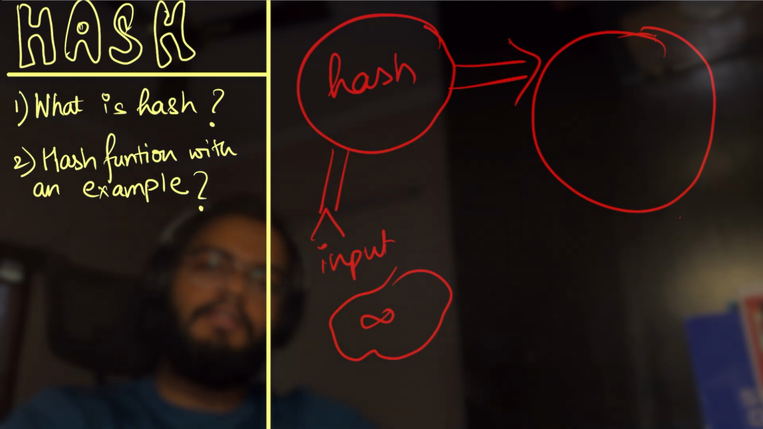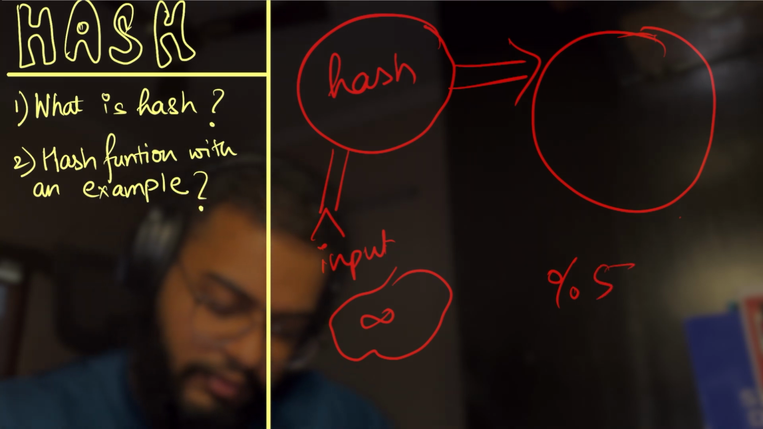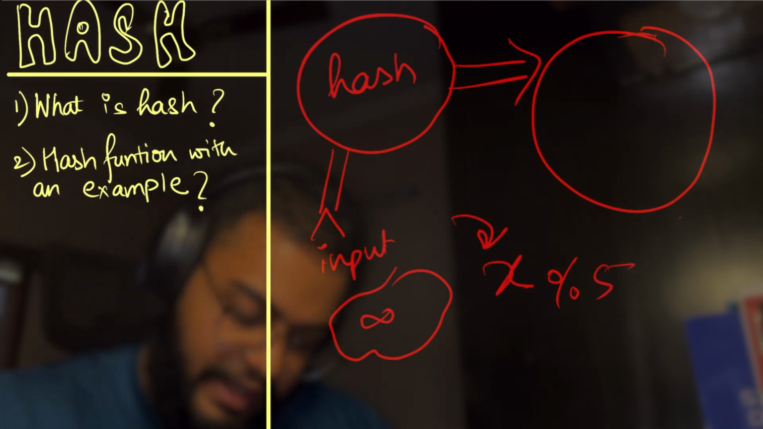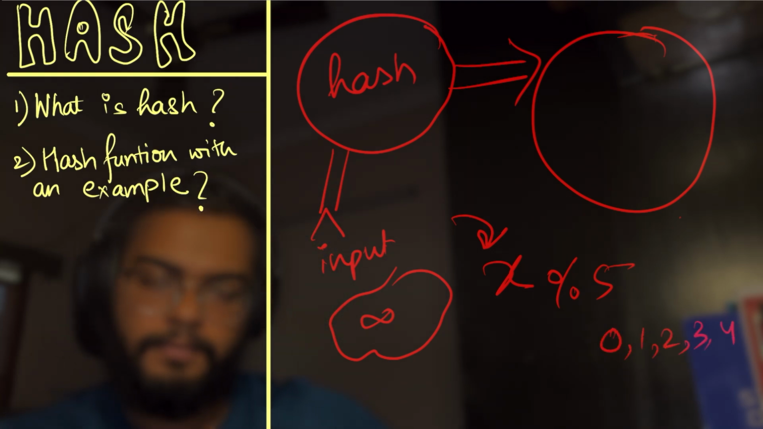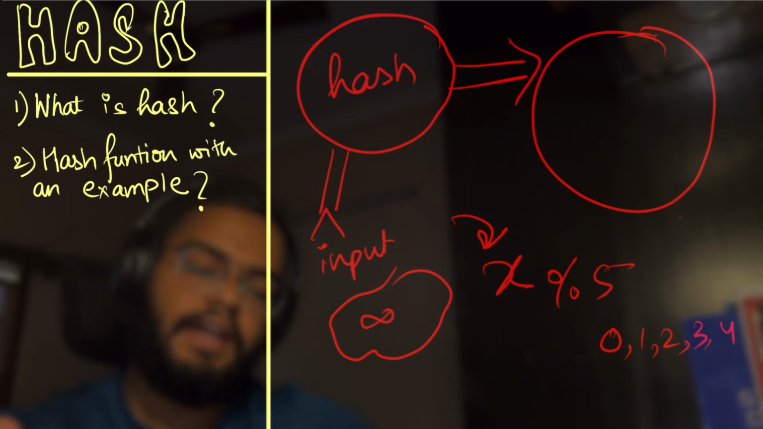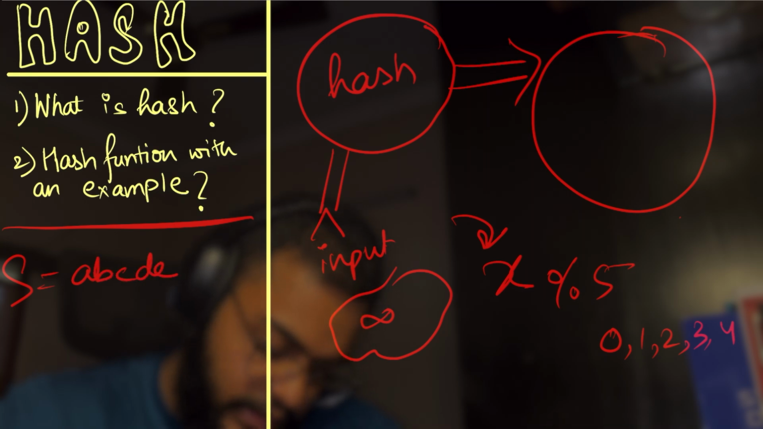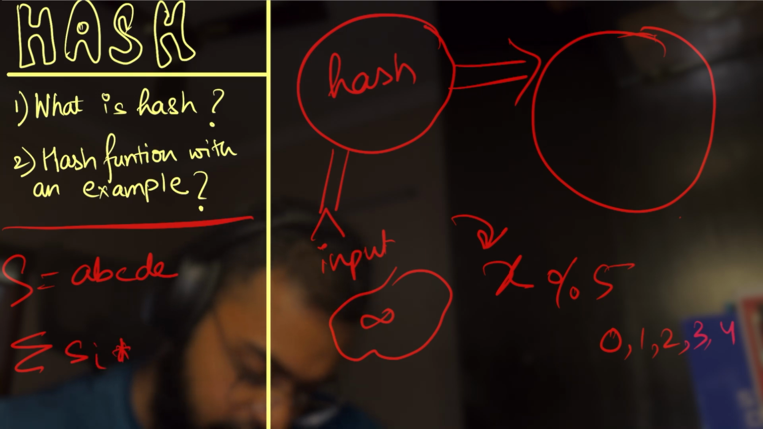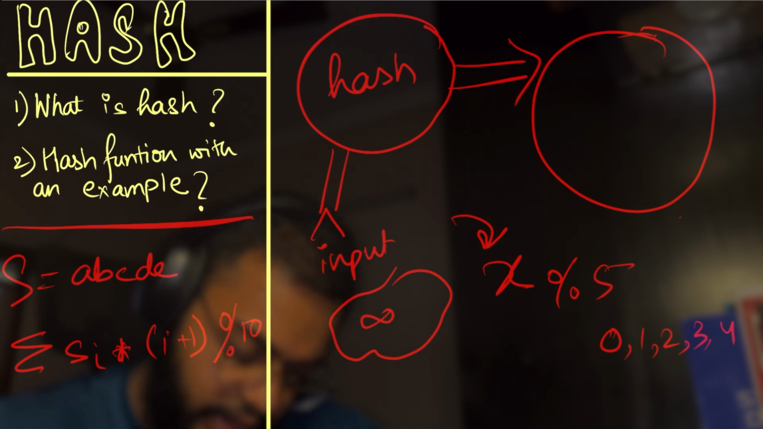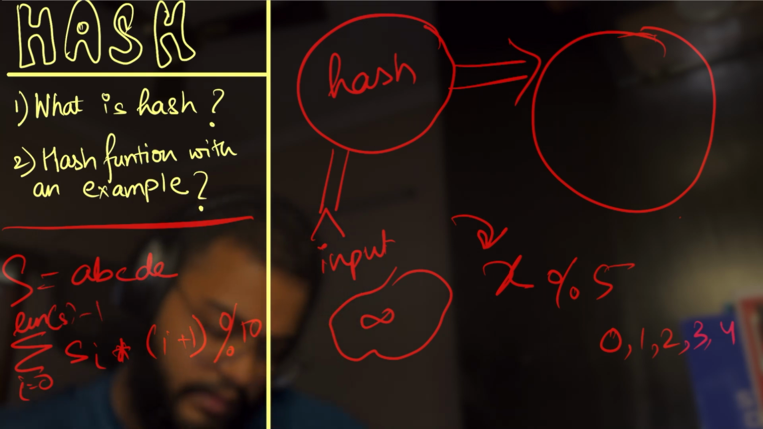Let's take an example. A very simple example of a hash function is the modulo operator. Let's say we have modulo 5. No matter what value of x we put, we will always get output in the range 0, 1, 2, 3, 4. So this is a very simple hash function. Let's take another example. Say we have an input string s as a, b, c, d, e. An example of a hash function can be the sum of s[i] times (i+1), modulo, let's say, 10, with i ranging from 0 to length of s minus 1.